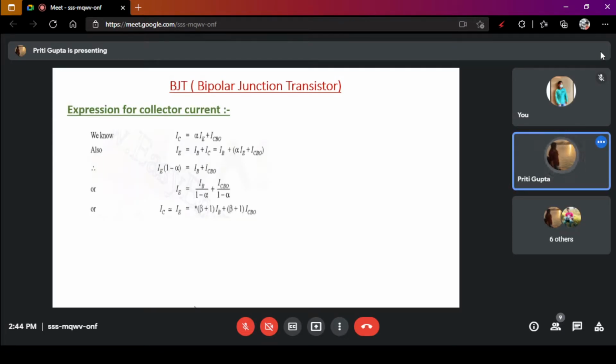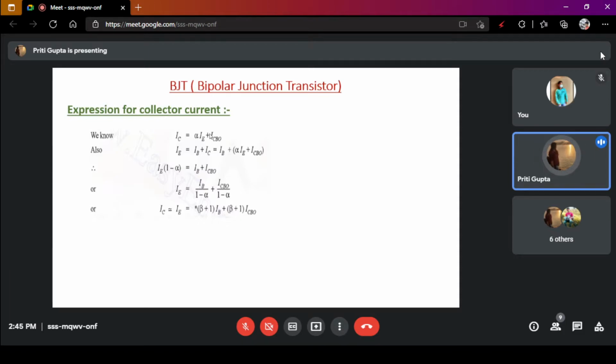Now, the last expression for collector current. All of you know that IC is equal to alpha into IE plus ICBO. This one we have derived in the previous class. Also, IE is equal to IB plus IC. This is the generalized transistor equation. IB we are keeping the way it is, and instead of IC we are writing this equation, alpha IE plus ICBO.